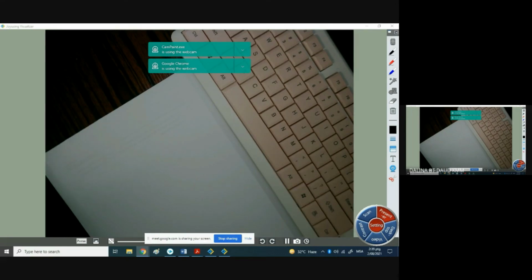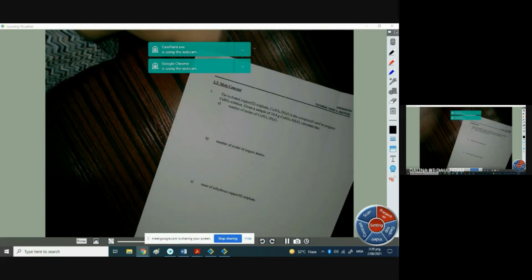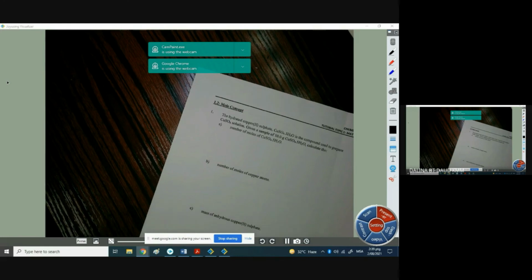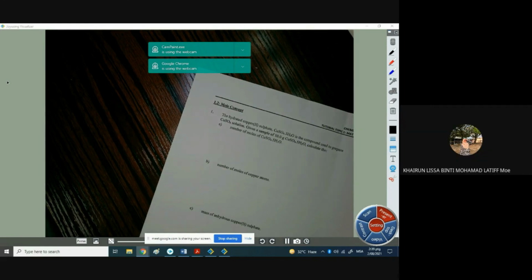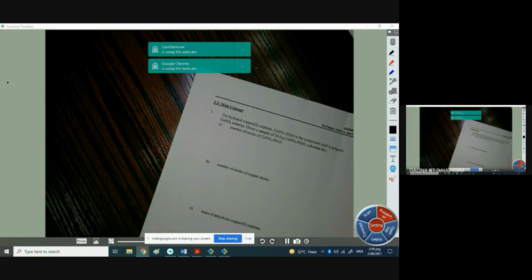So today we continue with subtopic 1.2, which is mole concept. Everyone open this so that we can go through it. Can everyone see my slide? Okay, so we go through one by one.